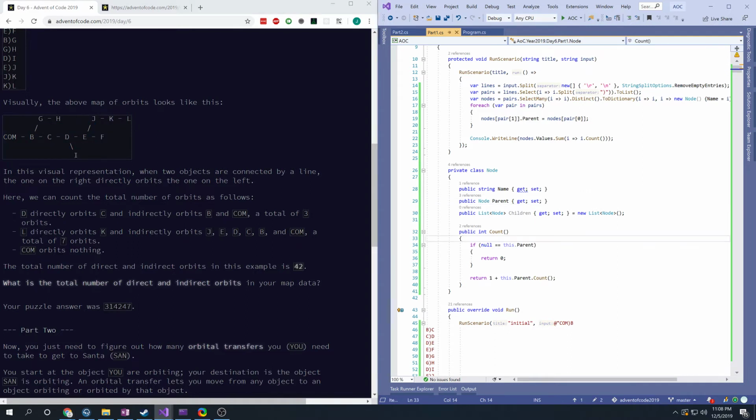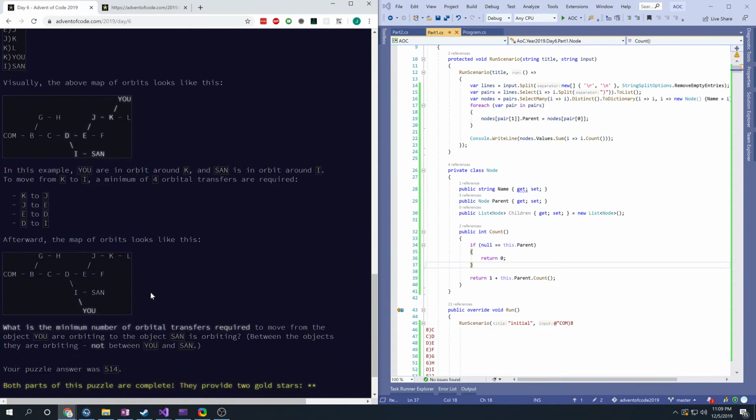So that's what this count thing here does. Then by just summing up all of those, I get the totals. Now, center of mass will technically get calculated here, but since the parent is null, center of mass gets 0, so it doesn't end up counting. Now with part 2, a little more interesting.